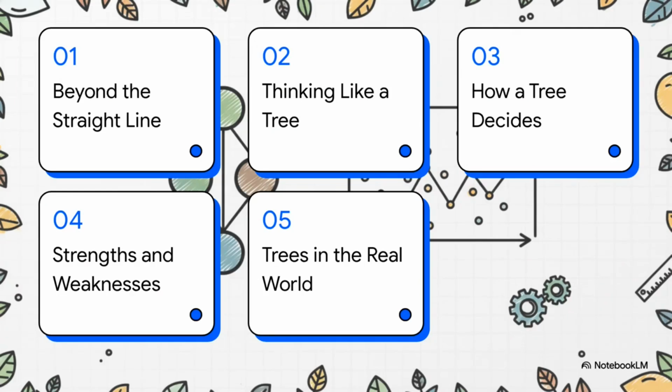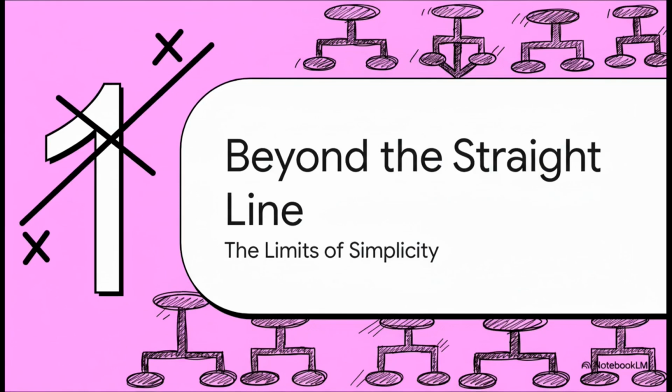So here's our game plan. First, we're going to officially move beyond that straight line. Then, we'll get into the fun part, learning to think like a tree. After that, we'll peek under the hood and see how a tree actually makes its decisions. We'll weigh the pros and cons, and finally, we'll look at where these models are making a huge difference out in the real world.